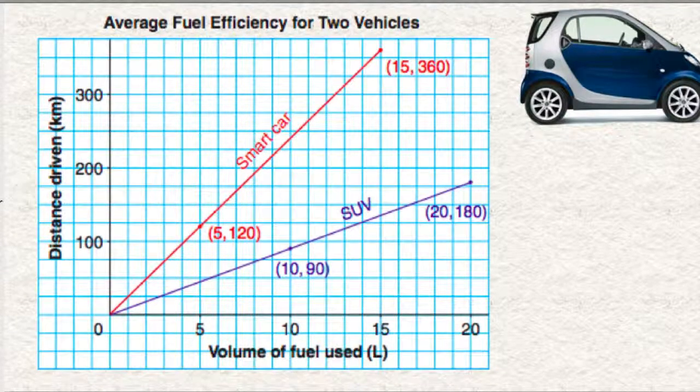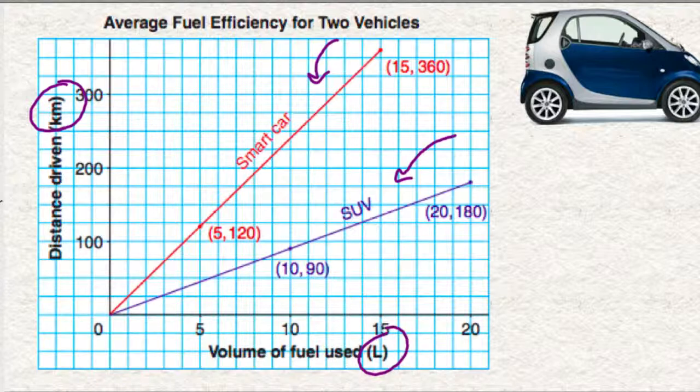This graph, when we examine it, I want you to notice that the two different lines don't have the same steepness. So the SUV line is not as steep as the smart car line. And what that means, again, we're looking at kilometers per liter. So the distance driven and the volume of fuel used, this is kilometers per liter. So the smart car can go a higher number of kilometers per liter. And the SUV, because it's down lower, it goes a lower distance for every liter of fuel used.